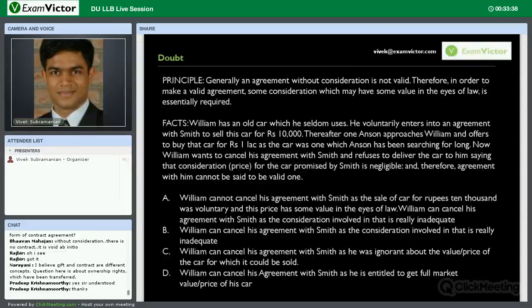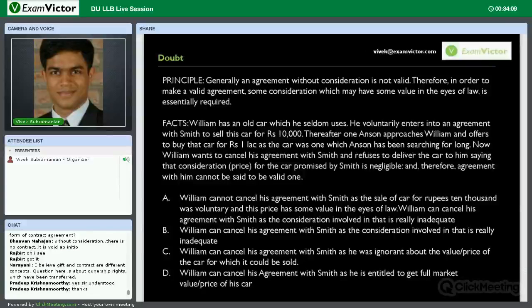Now, facts. William has an old car which he seldom uses. He voluntarily enters into an agreement with Smith to sell this car for rupees 10,000. So there is an agreement to sell the car. Consideration is 10,000. Thereafter, one Anson approaches William and offers to buy that car for rupees 1 lakh, as the car was one which Anson had been searching for long. So he is now making an offer, Anson, of a higher consideration.